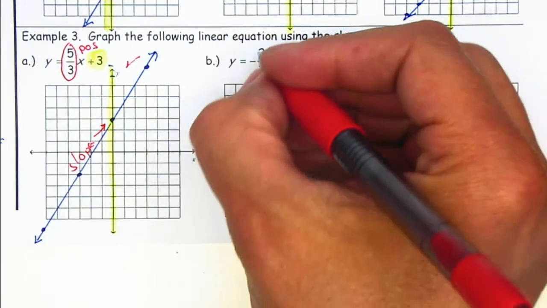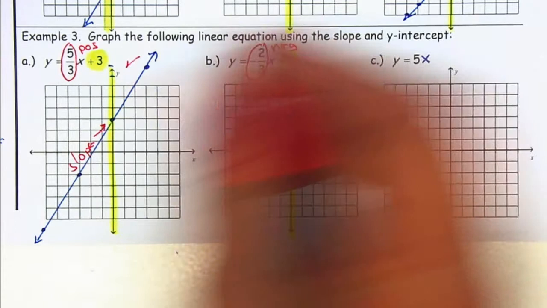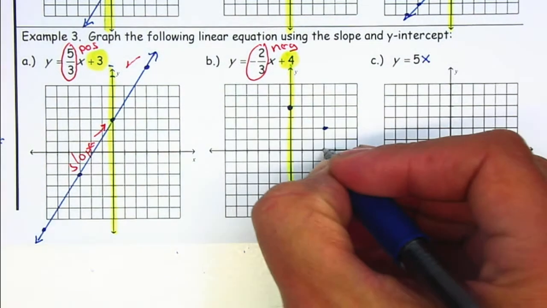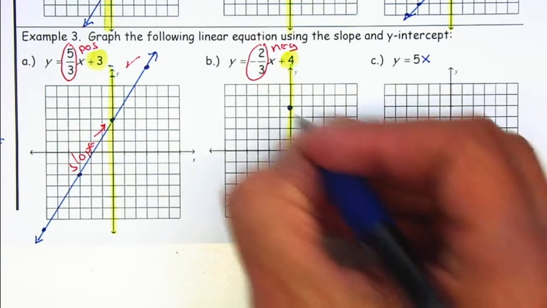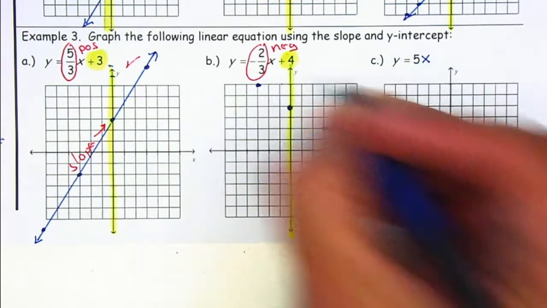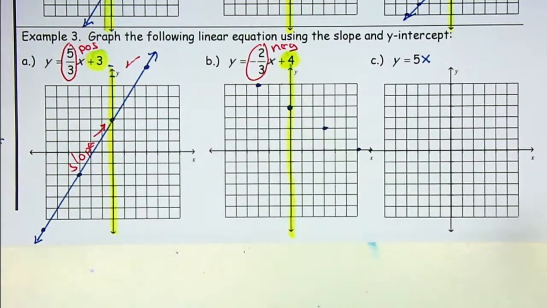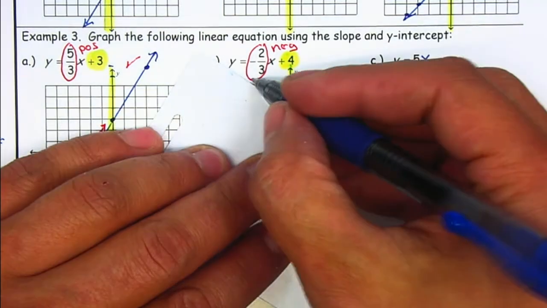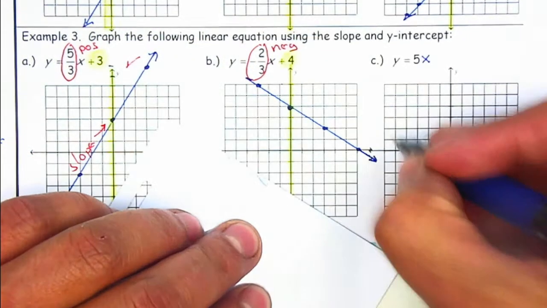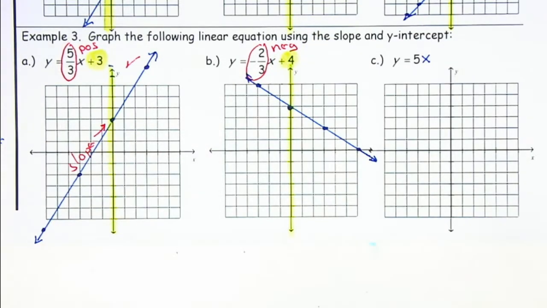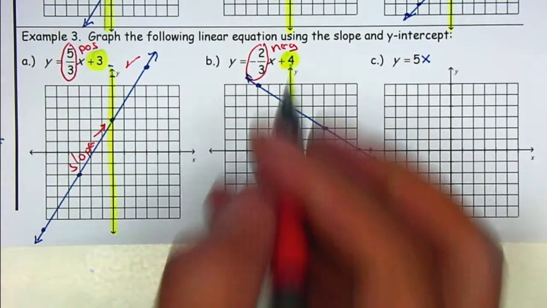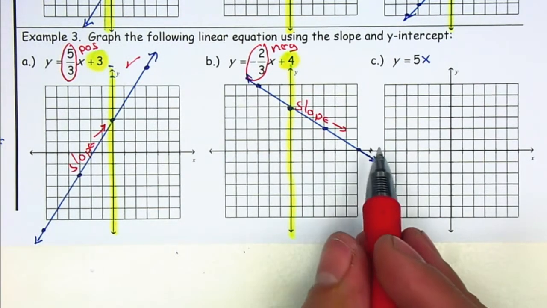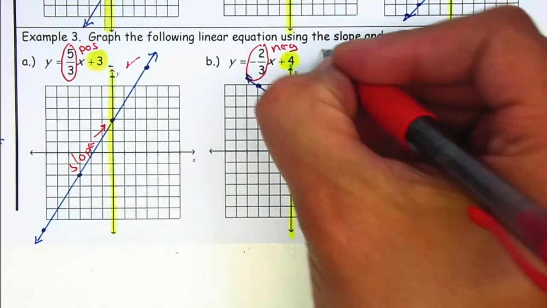My slope is negative. That means I'm going to go down and to the right. Down 2, to the right 3. Down 2, to the right 3. Or the opposite. 1, 2, 1, 2, 3. Remember to draw full lines. It has to go all across the grid. Arrows on both sides. Now I need to confirm that I graphed it correctly, so I'm going to write the word slope. If you notice, the slope of the line is negative, the slope of the equation is negative, so it matches.